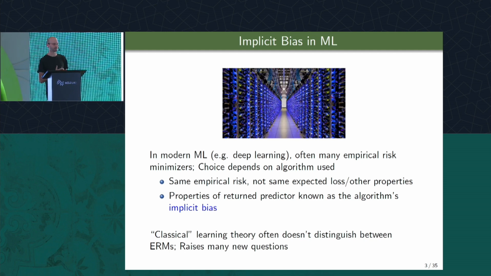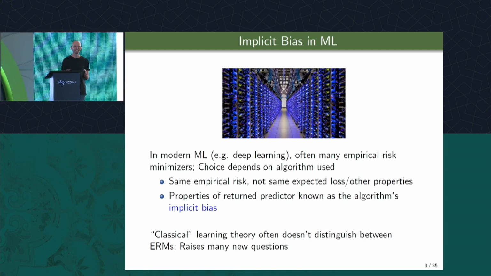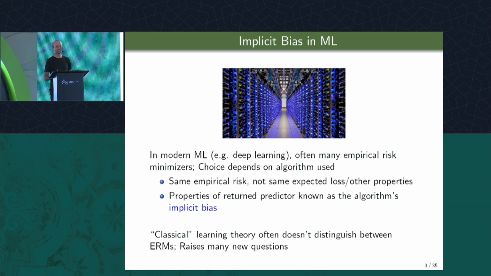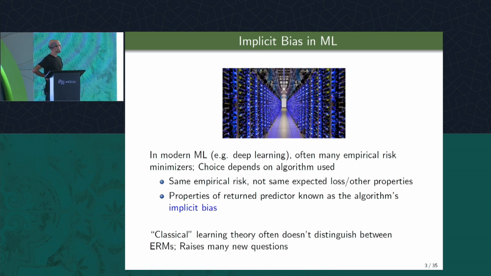Classical learning theory, at least distribution-free VC dimension type of theory, often doesn't distinguish between these different empirical risk minimizers. Basically, under certain conditions, you can learn with the empirical risk minimizer, and then any empirical risk minimizer is going to work. But here we're talking about situations where there are differences between the different empirical risk minimizers, and this raises all kinds of interesting and relatively new questions.